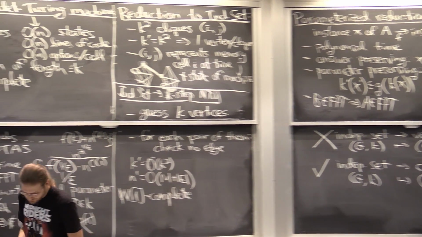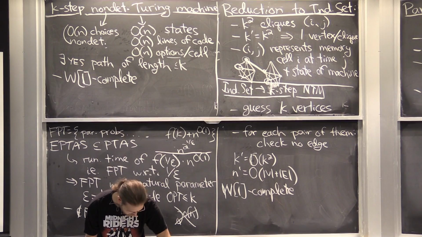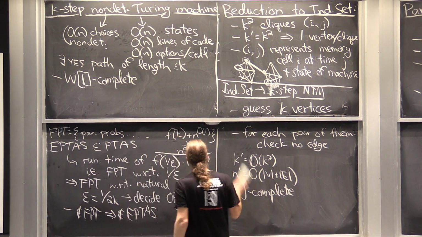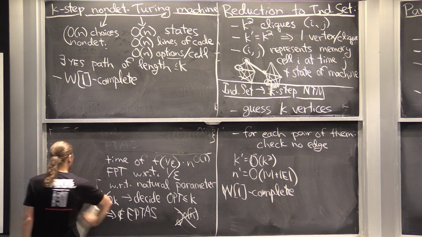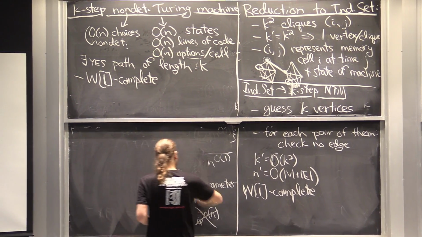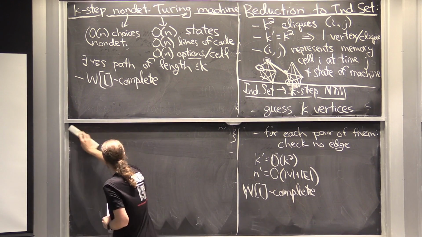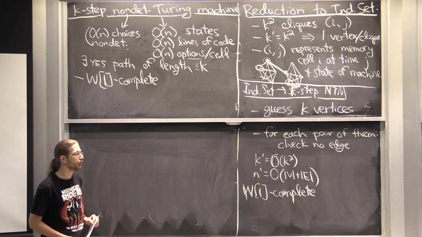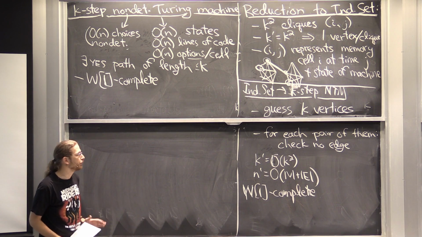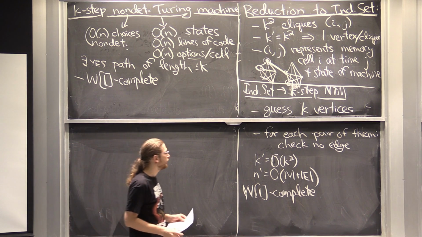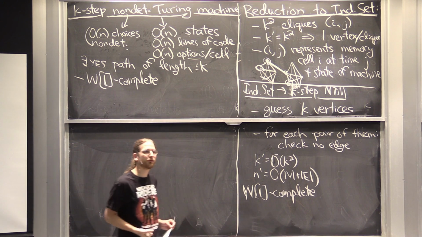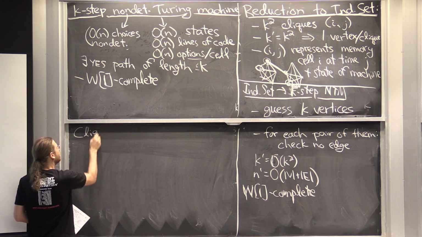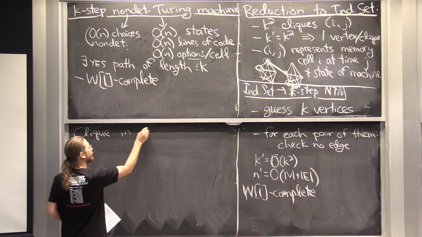Okay. So, bunch more reductions. In general, most W1 hardness results start from Clique. So this is a good problem to know about, or independent set, same thing. And there are some simpler versions of Clique that are also hard. So first one is Clique in regular graphs.